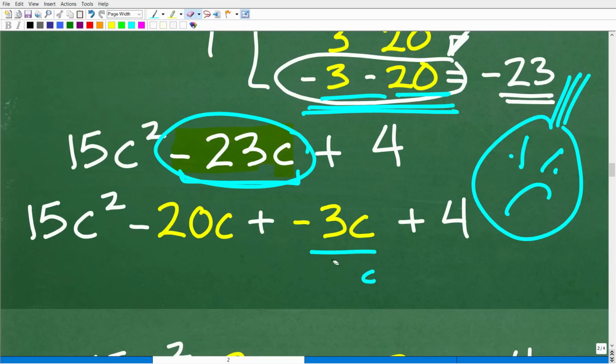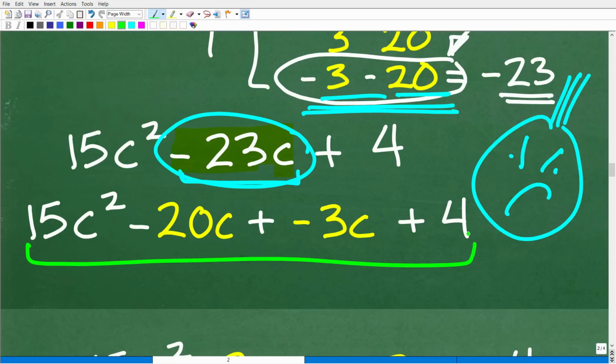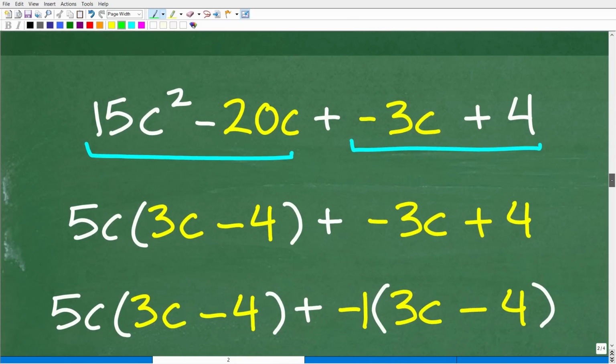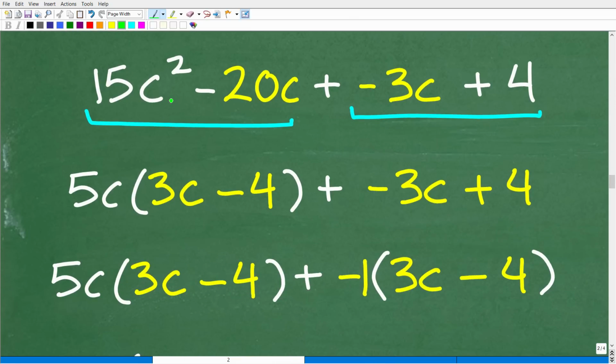Well, I'm going to show you a technique where we can get the factors here. Okay, in other words, we can factor this trinomial. All right, so what do we do? Well, we're going to take this problem now, 15c squared minus 20c plus negative 3c plus 4. Remember, this is still negative 23c, but what we're going to do is group factor. So we're going to create two groups, the first two and the last two, and then we're going to factor out the greatest common factor.